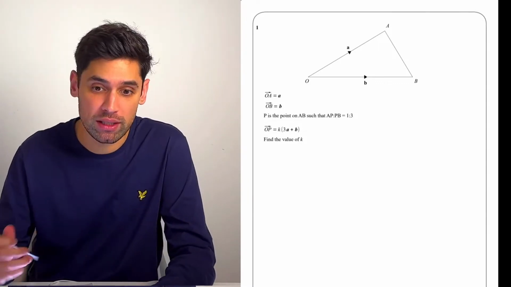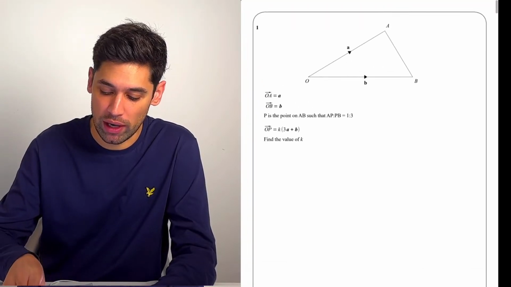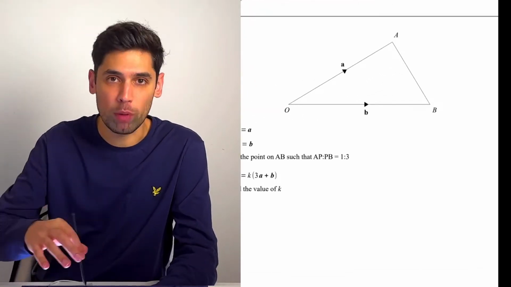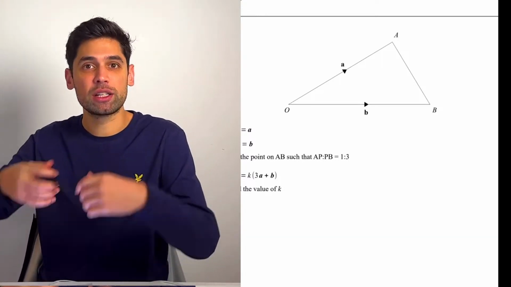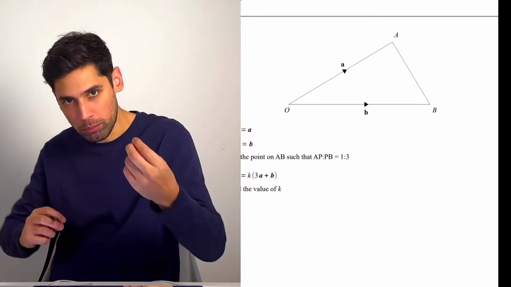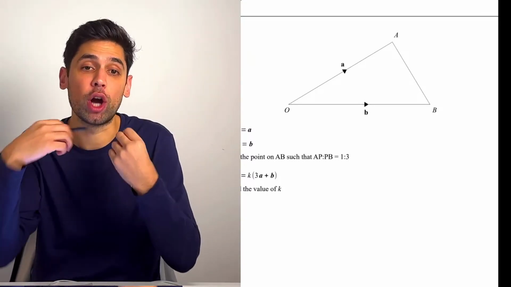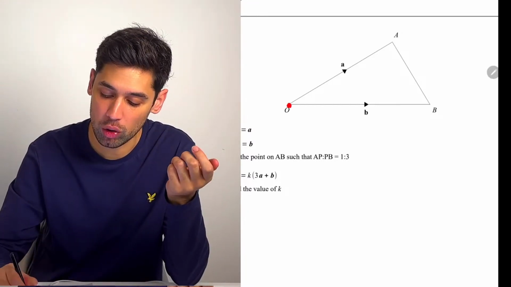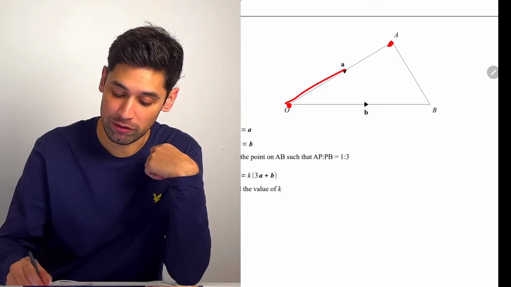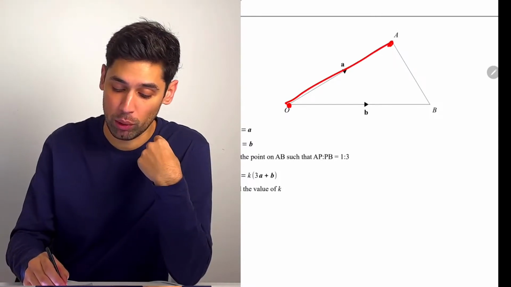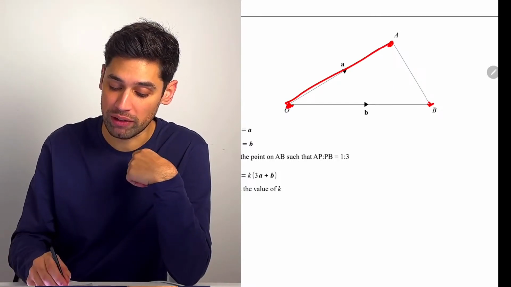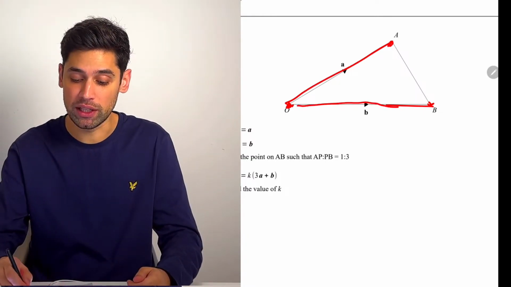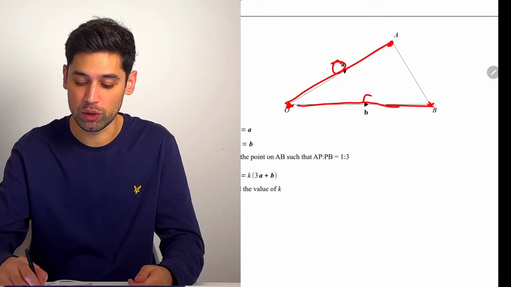So if we take a look at this diagram that's on the screen right now, first thing I'm going to do is actually just ignore the question that's written there. Just talk about how vectors work. So a vector is basically like, how do you get from one point to another point using only lines with arrows on? So for example, here we can get from point O to point A using vector A. We can get from point O to point B using vector B, because both of those lines have an arrow on them that is called A and B respectively.